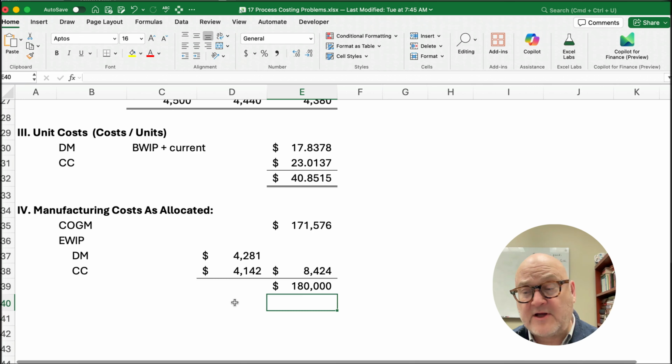If we add these two together, that should equal exactly $180,000. So here's the goal of everything. We're using equivalent units, how much work we did, to allocate our costs between finished goods, which is cost of goods manufactured, and what is not finished, still left in ending work in process.